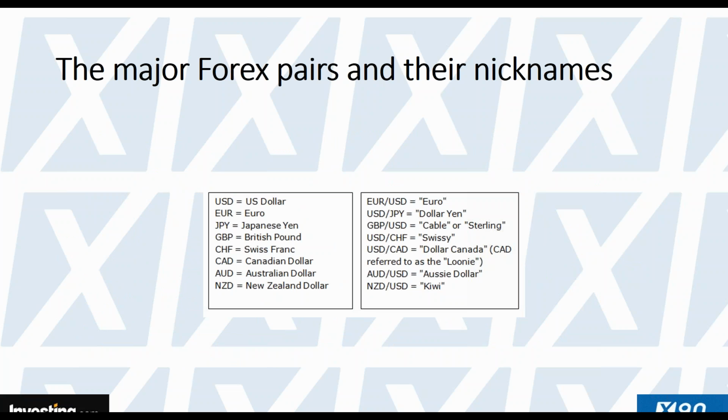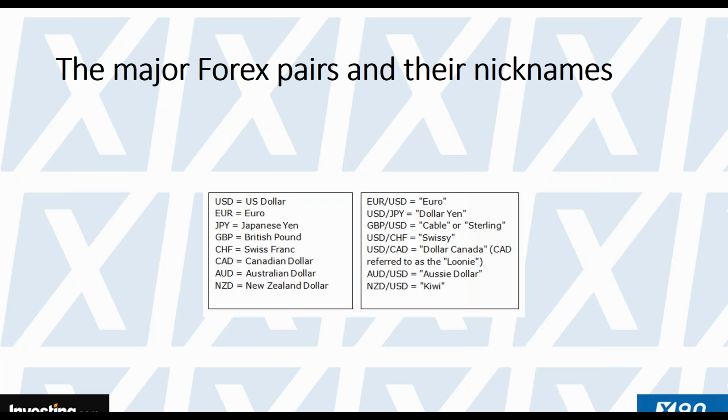Now remember, when you're trading major currency pairs, you heard me when we were talking, I kept referring to the euro, US dollar. That is a major currency pair, and the euro, US dollar is just always referred to as the euro. USD JPY or US dollar Japanese yen is always called the dollar yen. The pound is always referred to as cable or sterling, the pound against the dollar.